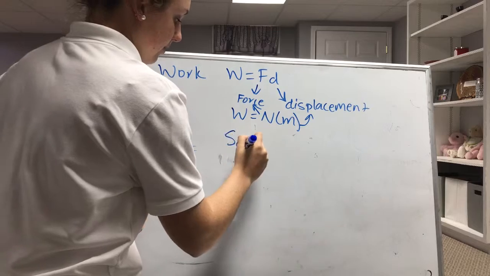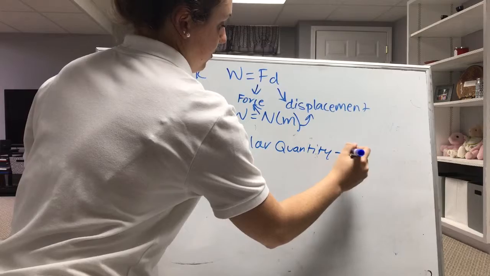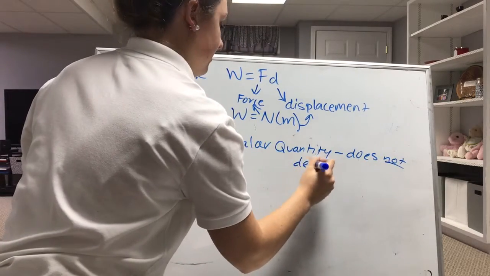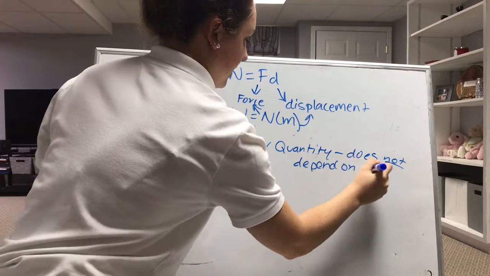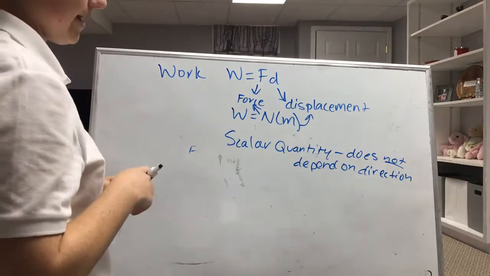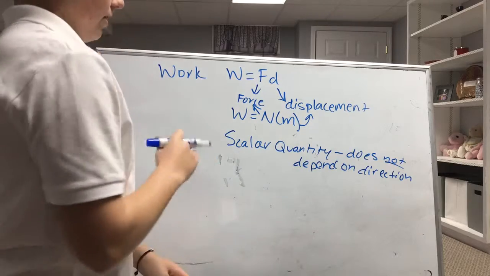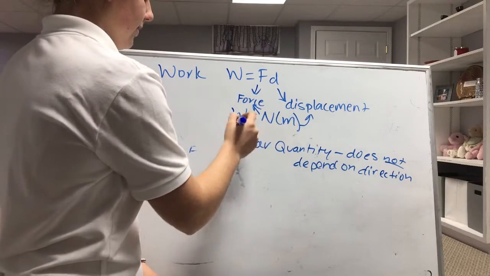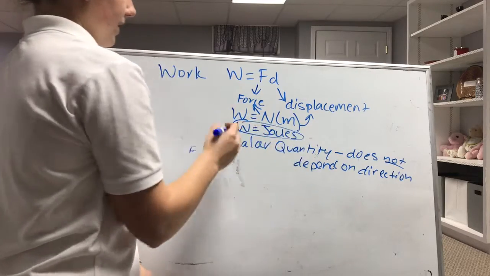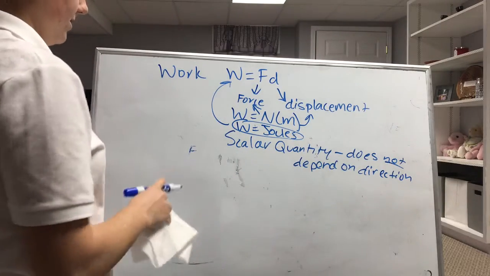Work is a scalar quantity and therefore does not depend on direction. Direction would be based on a vector quantity. If work is measured in newtons times meters, we can say that work is measured in joules. And the equation for work, force times distance, is found in your physics reference table.